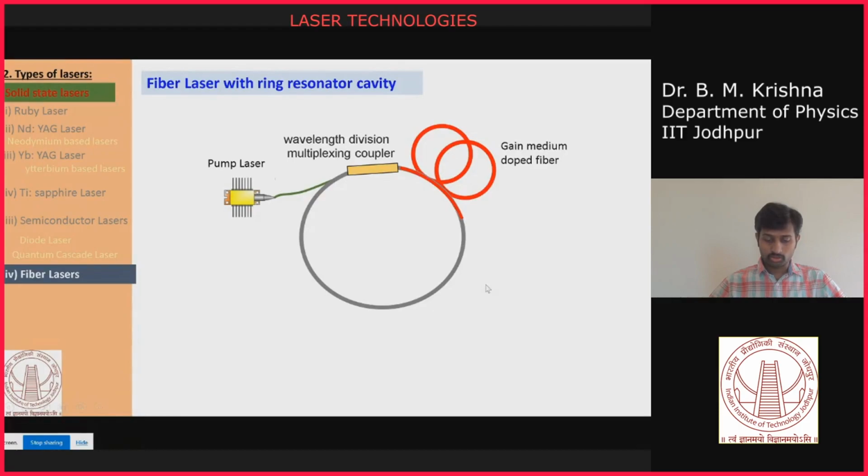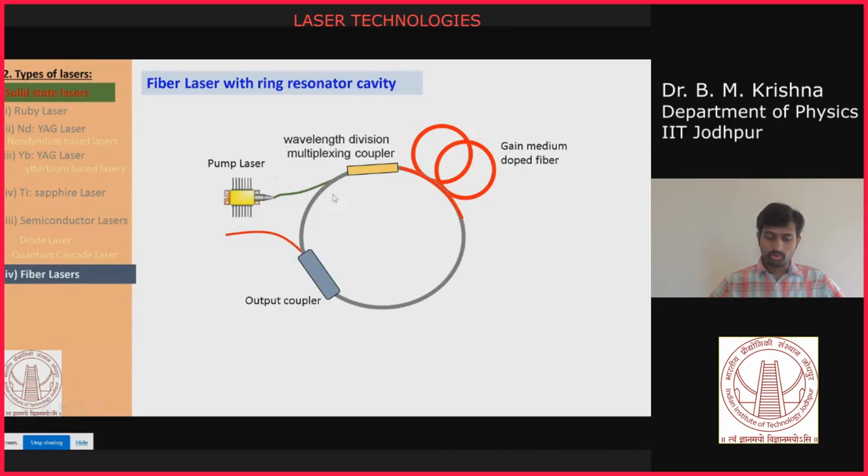Then the light passes through. Then you have the output coupler, so that the coupler lets you take a partial beam out. Then the remaining beam will be oscillating inside the cavity. So this is your ring resonator, your resonator in the form of a ring. So then you generally call it a ring resonator.